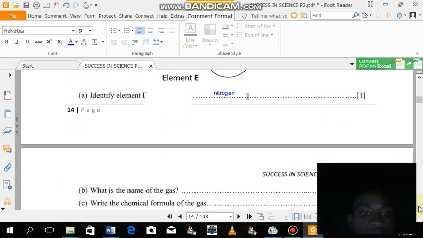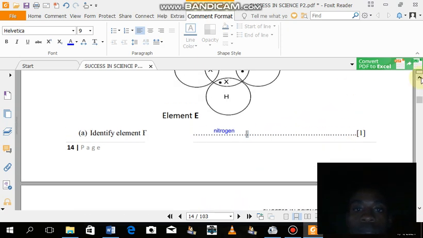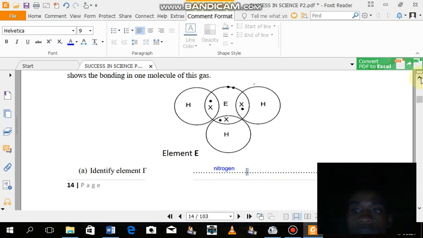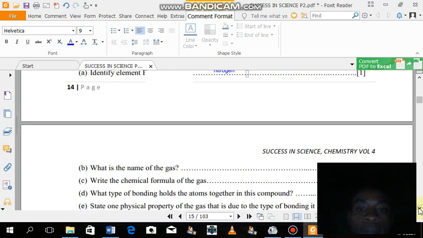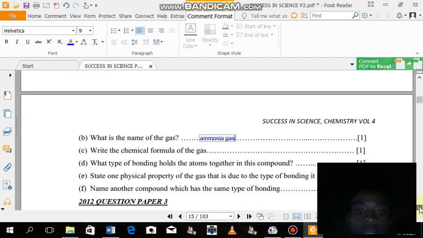The next question is saying, what is the name of the gas? What we need to understand in this case is the name of the gas which is going to be formed. From the diagram we have seen, we have 3 hydrogens and 1 nitrogen there. Therefore, the gas which is going to be formed, with the chemical formula NH3, is known as ammonia. So our answer in this case is going to be ammonia gas. That is the gas which is going to be formed when nitrogen reacts with hydrogen.